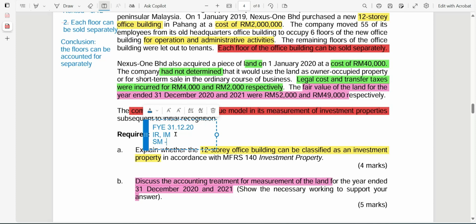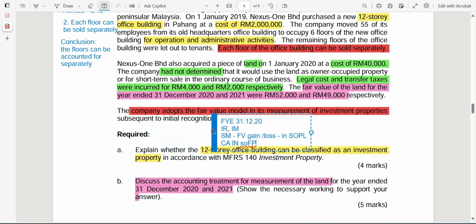For subsequent measurement, you need to explain what the fair value gain or fair value loss is that will be shown in the SOPL. You need to explain that. And you also need to explain what the carrying amount is in your SOFP for 2020. So that was for the first year.